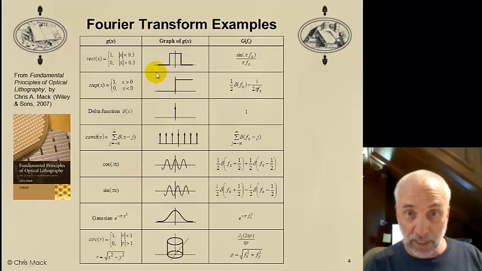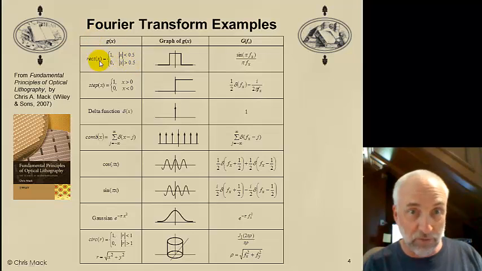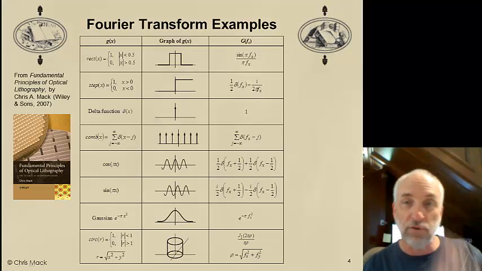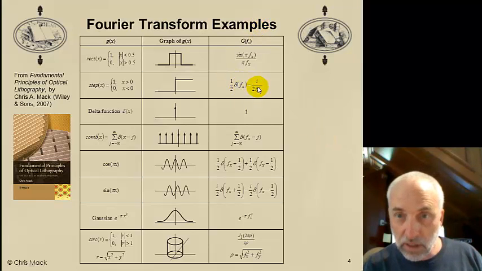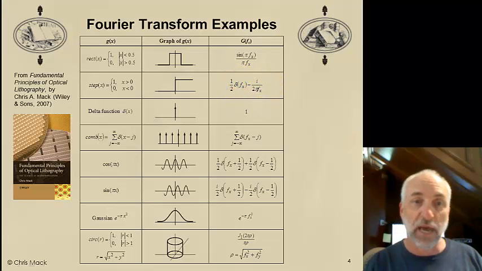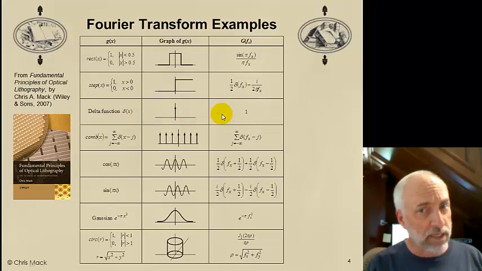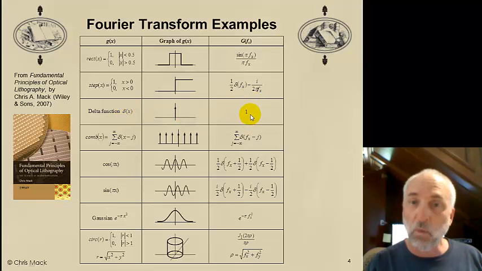So for example, here is that isolated space. We have a rectangle function which describes this space. It's 0, 1, 0, a unit width, and we get the sinc function, a unit width sinc function, as our answer. A step function corresponds to an isolated edge on the photomask. We can see what the resulting diffraction pattern looks like. A delta function, which is a point of light, turns into 1.